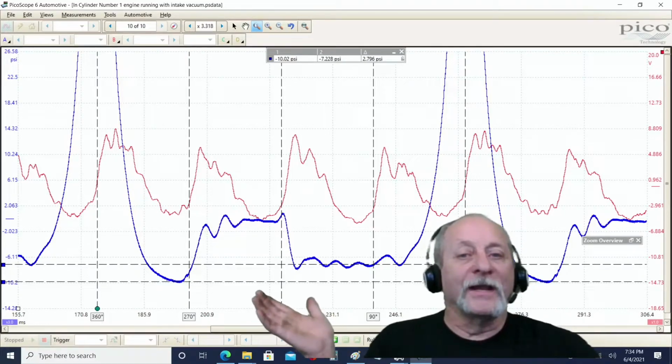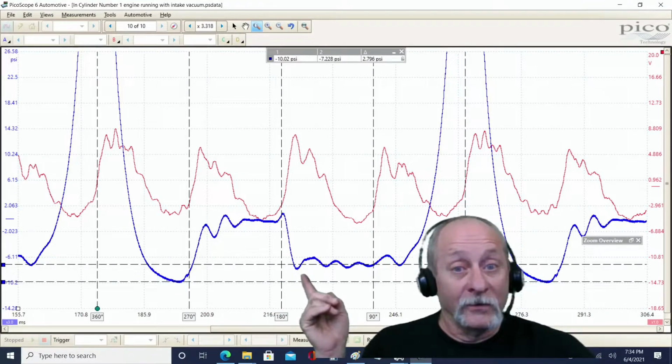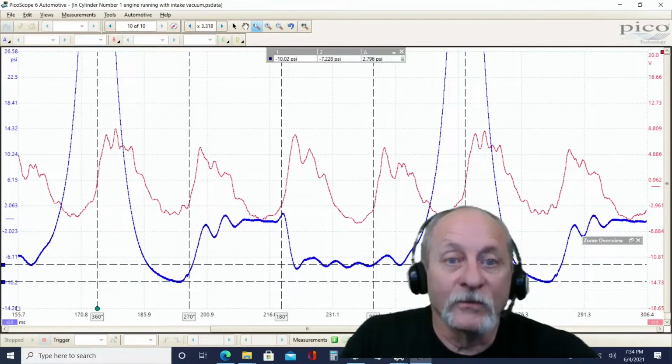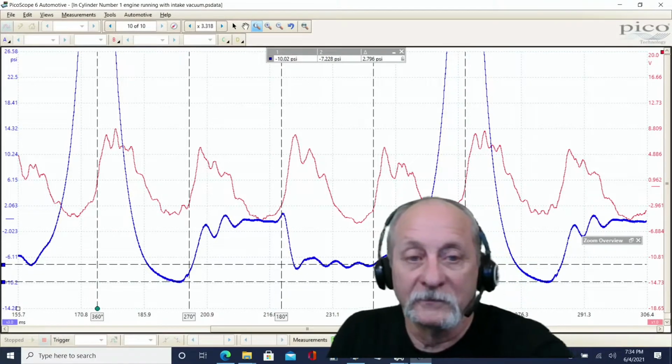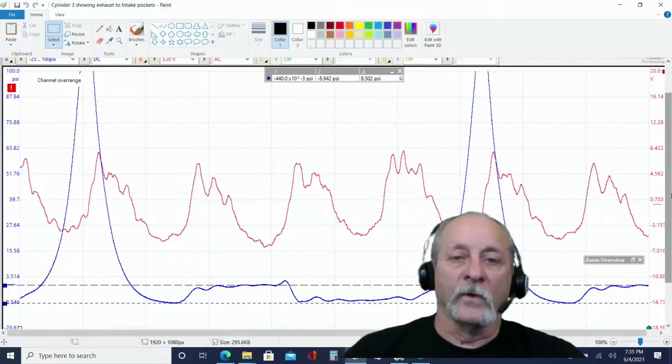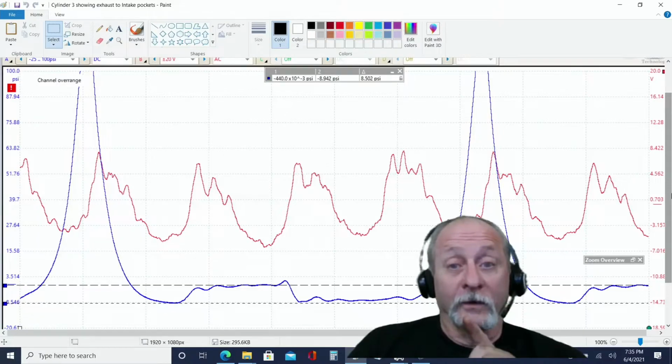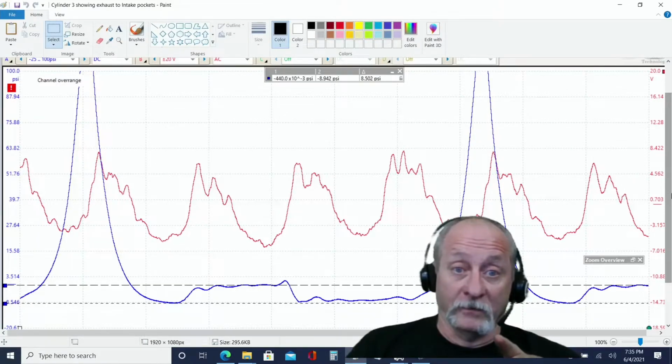Are we actually looking at the intake valve opening, or are we looking at it leaking? Think about that for a little bit. Okay, I just showed you cylinder number one, exhaust pocket to the intake pocket.